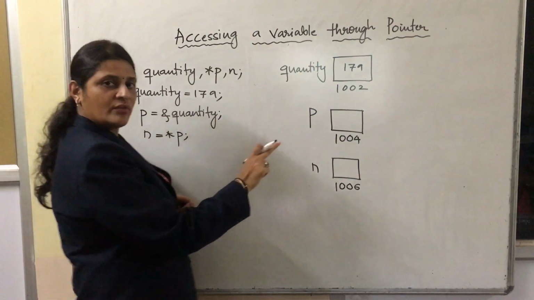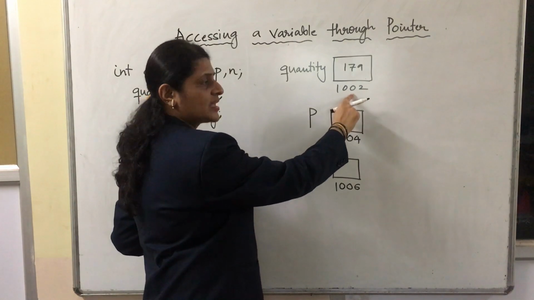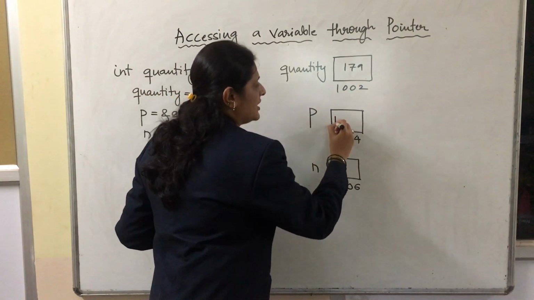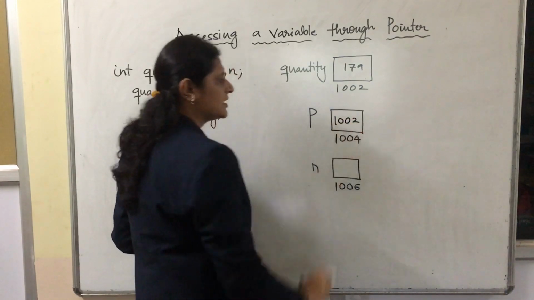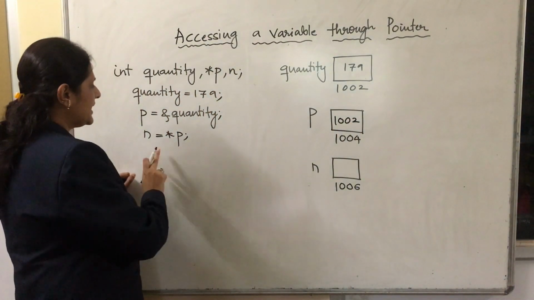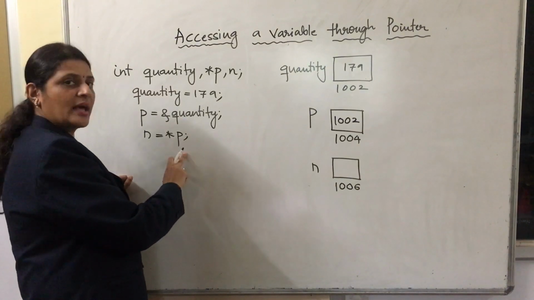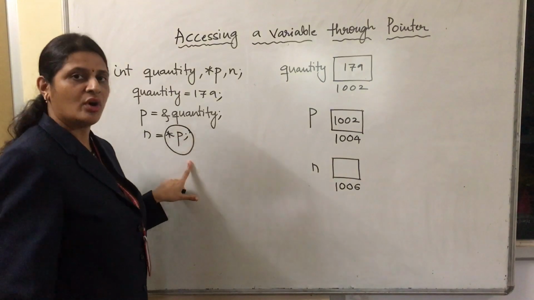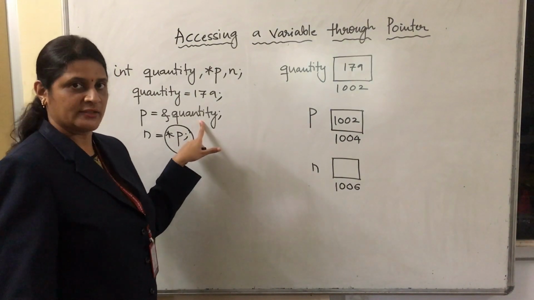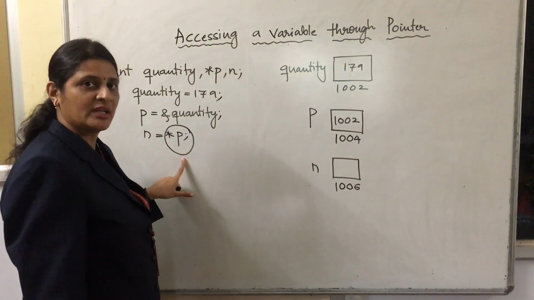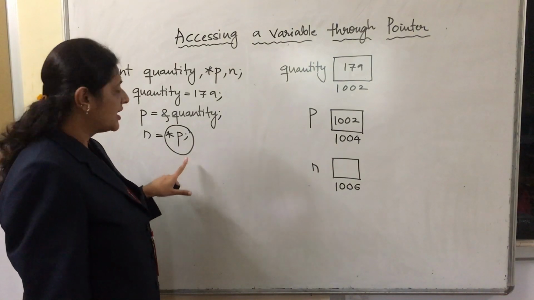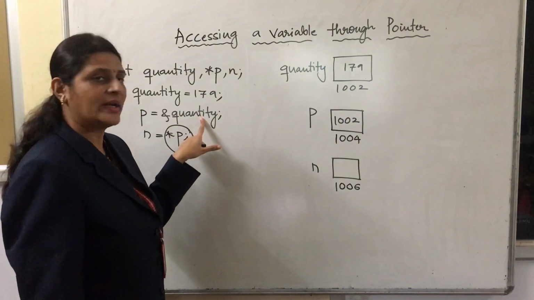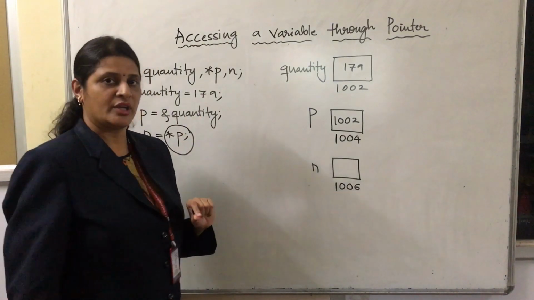What is the address of quantity? The address of quantity is 1002, which will be the value of p now. So the value of p will be 1002. And next we have n is equal to star p. This is how we are going to access the value of the variable quantity. By using the star operator, the indirection operator, we are going to access the value of quantity. Now how are we going to access it?